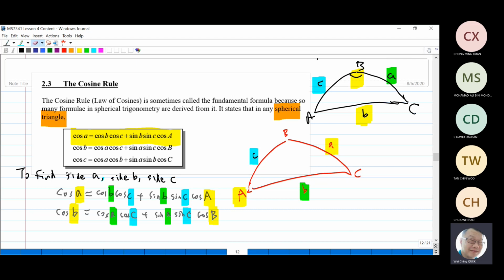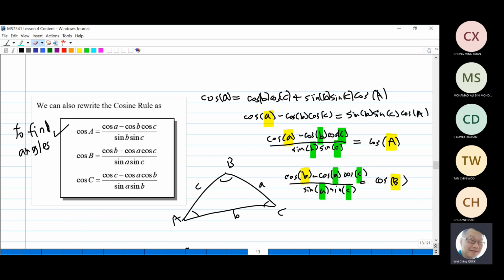So you can do this to find the side. You can also find the angle, but you have to rearrange the formula. So how to find the angle? I rewrite this for you here. I start with this formula: cosine A equals cosine B cosine C plus sine B sine C cosine A. This is the first formula.